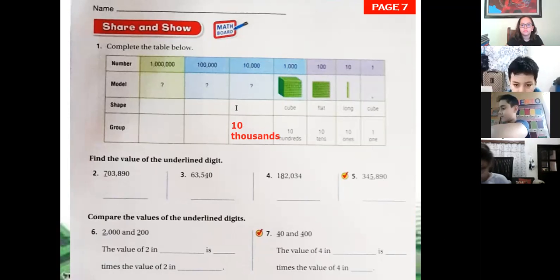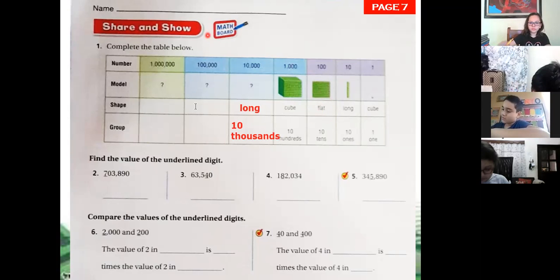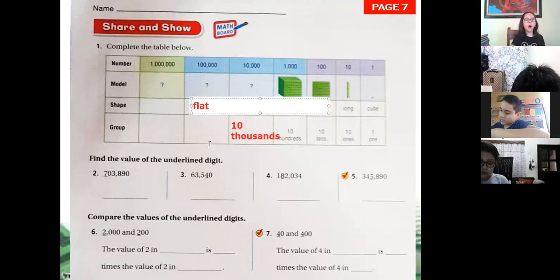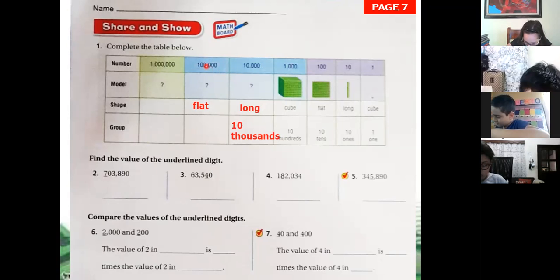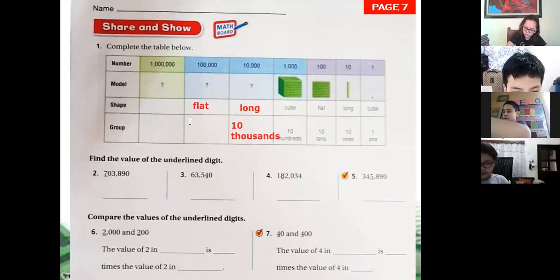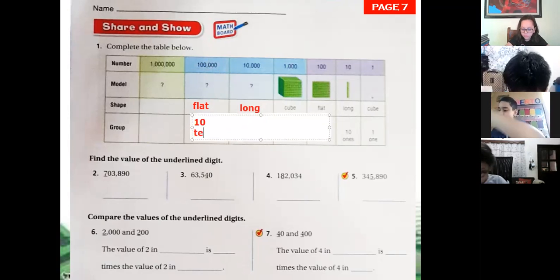And well, let's write it down here that it makes a line. That's the name of the representation. Now, after a line, what comes? It comes a flat, right? So let's write here flat. It makes a flat. So how many 10 thousands do we need to make 100,000? 10. That's right. We need 10 thousands.